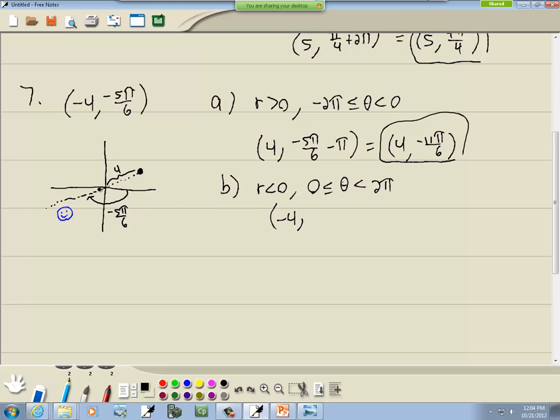Between 0 and 2 pi. Well, if this is negative 5 pi over 6, this little piece right here is pi over 6. And this is pi, so we got pi plus pi over 6. That gives us, what, 7 pi over 6? Now let's see if that works. Start here, 7 pi over 6 would be over to right there, and negative 4, I'd go back in the opposite direction, and I'd end up there. So that works.